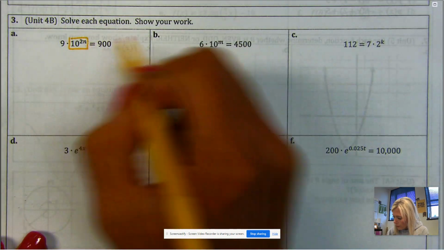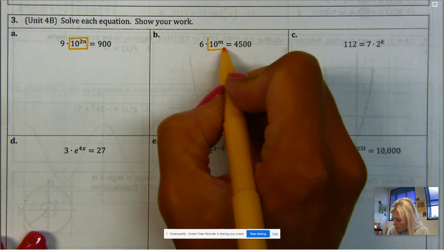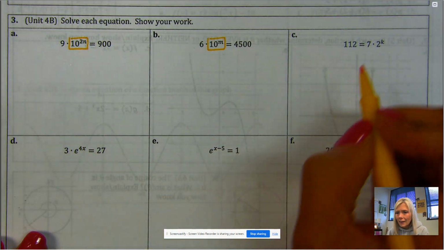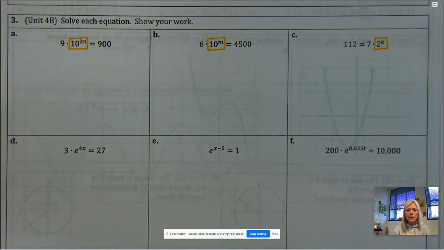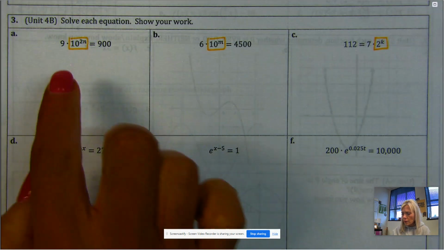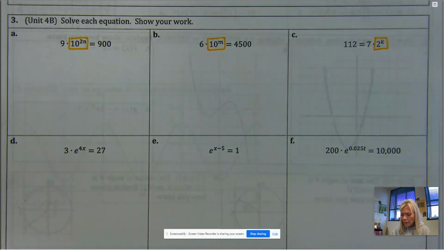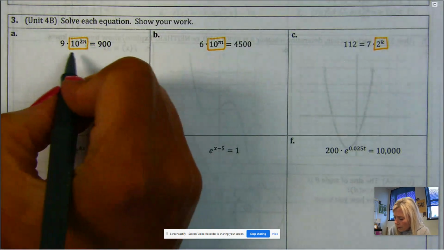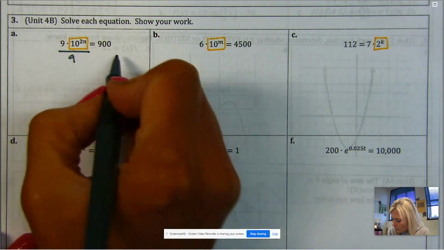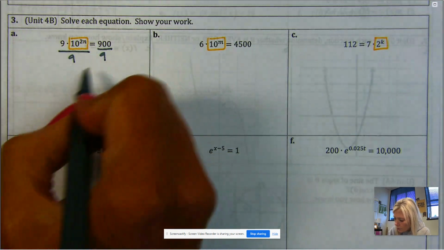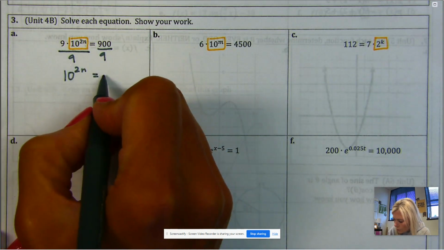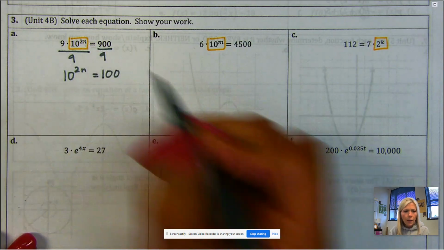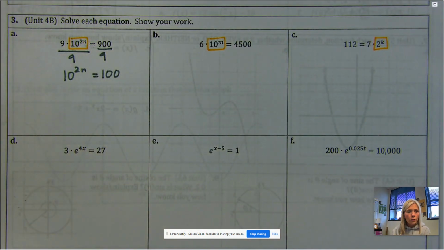So in B, it's 10 to the m. To isolate that, in C, it's 2 to the k. Okay, so I want to get the base to the exponent all by itself first. This one is being multiplied by 9, so start by dividing by 9. And when we do that, we get 10 to the 2n is equal to 100, right? 900 divided by 9 is 100.